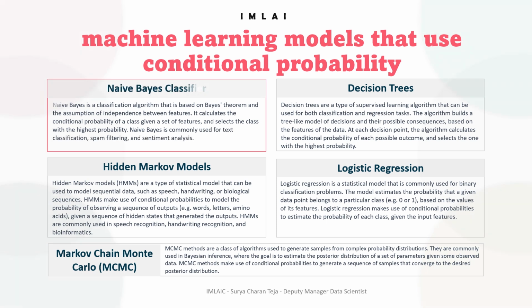These are just a few examples of how different machine learning models can make use of conditional probability. In general, conditional probability is a fundamental concept in probability theory and has a wide range of applications in statistics, machine learning, and many other fields. So these are the applications of conditional probability in various machine learning models.